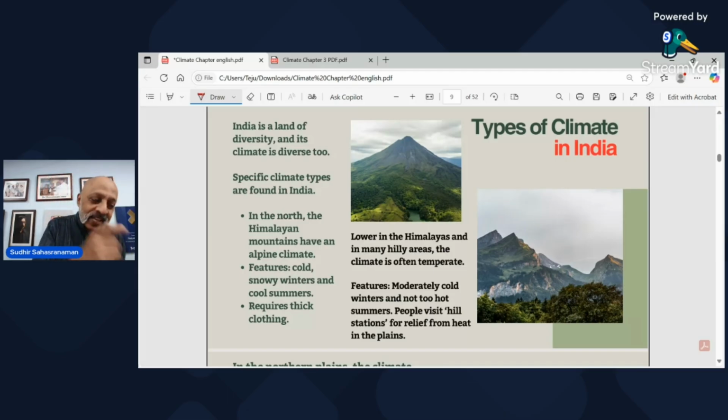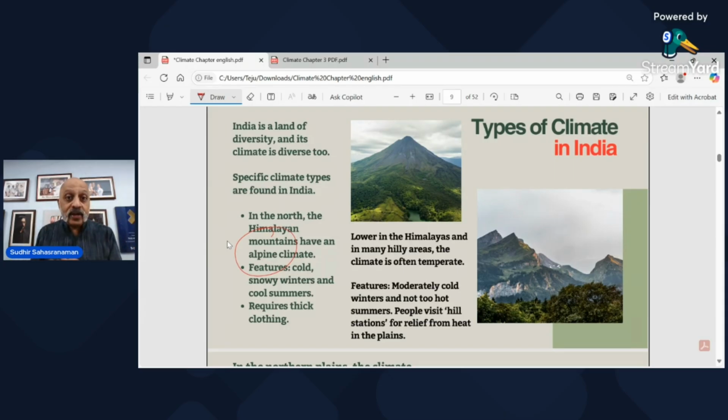Okay, now in the north, the Himalayan mountains have an alpine climate. Now, what exactly do we mean by the word alpine? The features of alpine climate is that they are cold. Okay, there is snow during the winters. If you go to Kashmir or Himachal during the winter months of December, January, you will find snowfall, in places like Gulmarg, Pahalgam, there is absolutely snow. The Dal Lake in Srinagar freezes during the winter months, right? So you have that kind of a climate in the winter months in the higher reaches of the Himalayas, right? So that is known as the alpine climate.